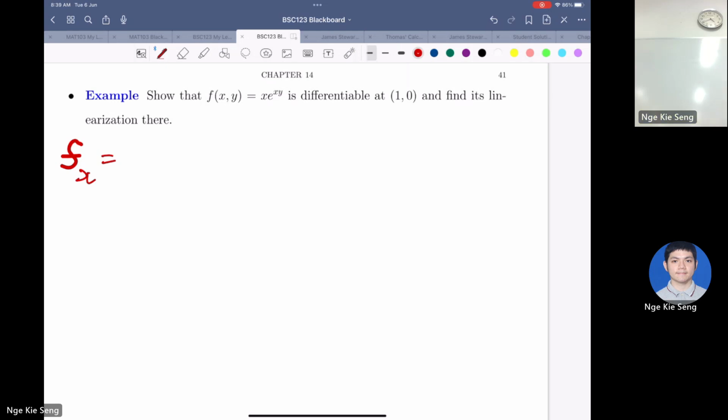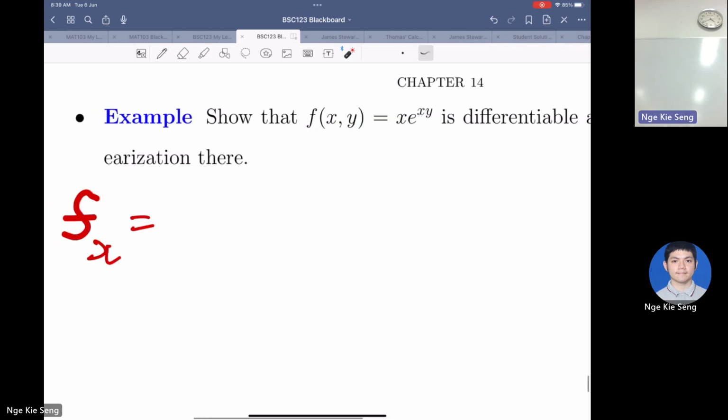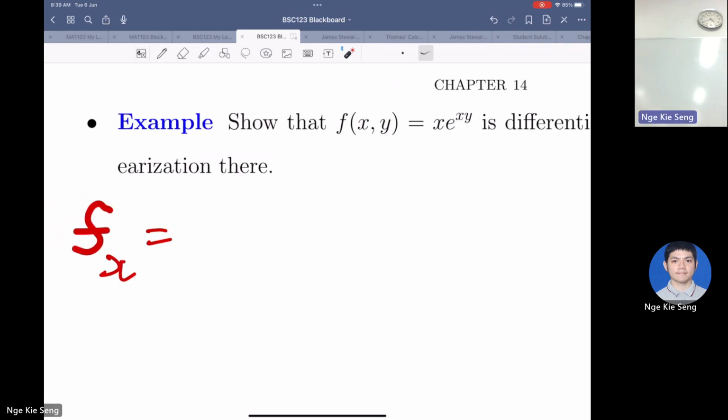What's this? f with respect to x, differential with respect to x. What do you get? Okay, Daniel, what do you get? Differentiate the function with respect to x. x power 2. You treat y as a constant and then you differentiate. What rule do you need to use? Product rule, okay? So if you use product rule, what do you get?